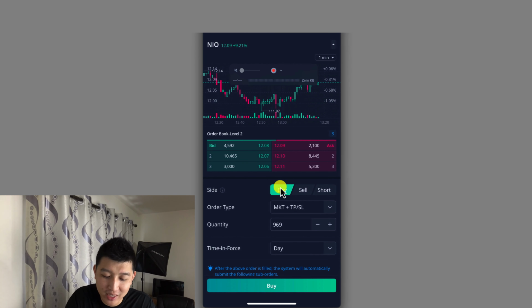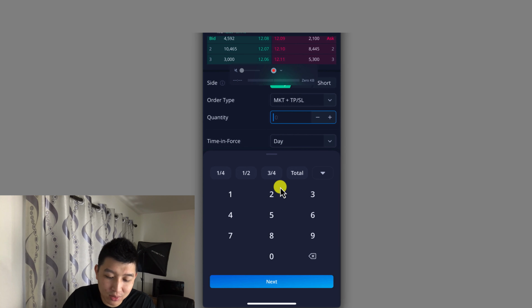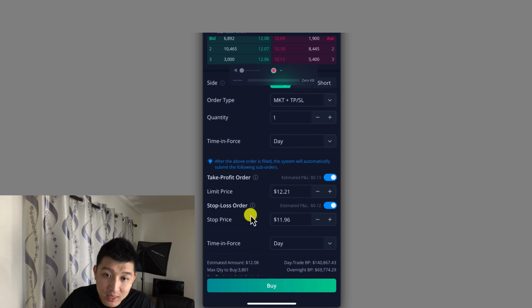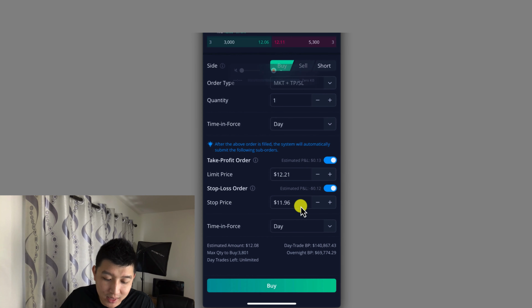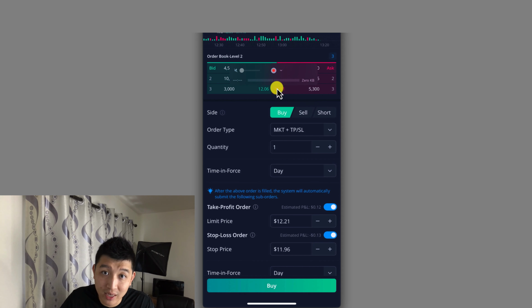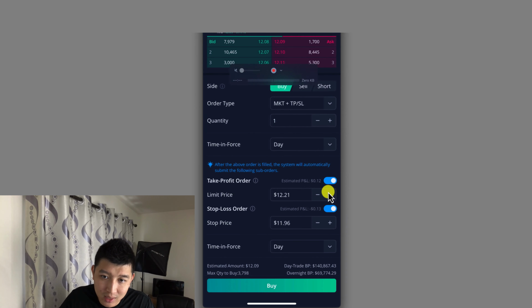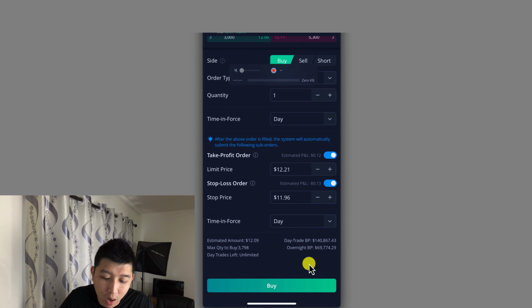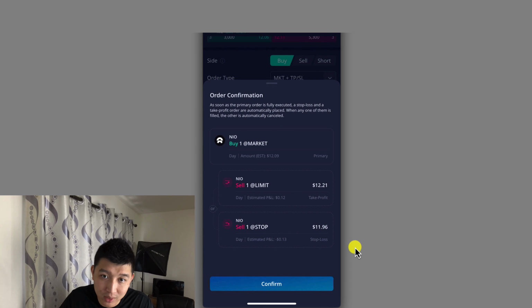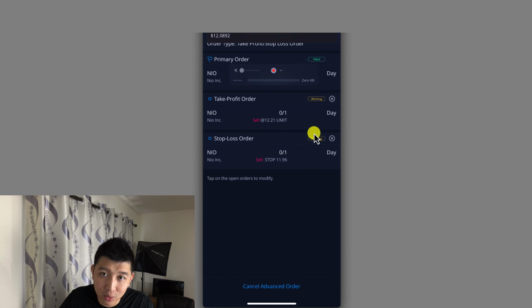With a market order, I don't have a place to set a price. So I'm just going to choose 1 for quantity. For time in force, I'm going to put day. Everything's all set up. Currently the stock is trading between 12.08 and 12.09. With a market order, I'm going to pay something between those two. That seems reasonable. So I'm going to hit buy, and this will automatically get executed right now. Confirm. My primary order will get executed.